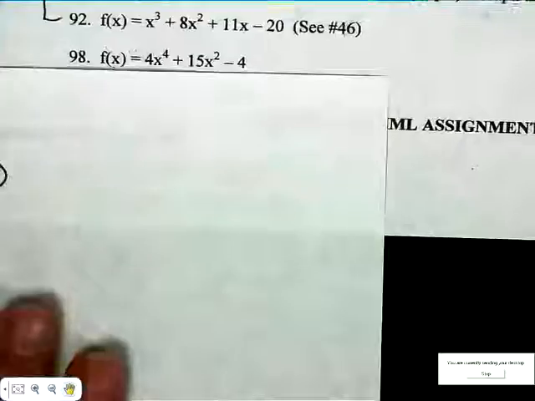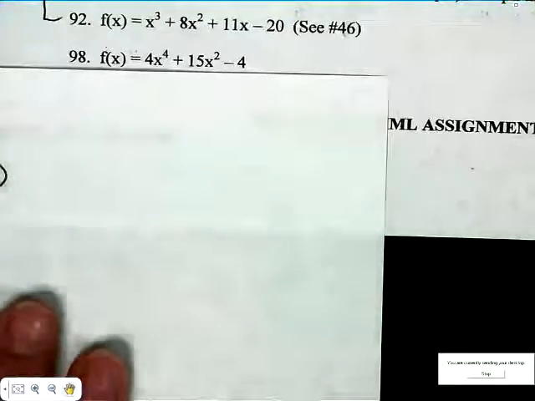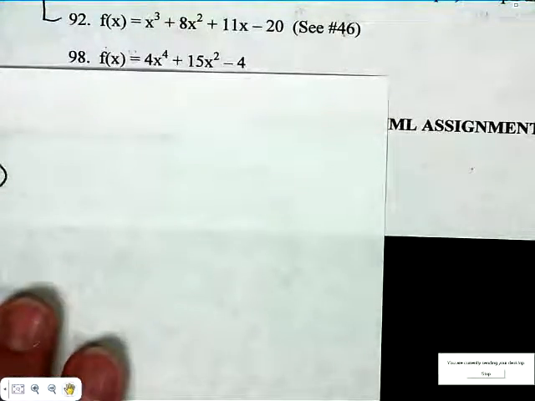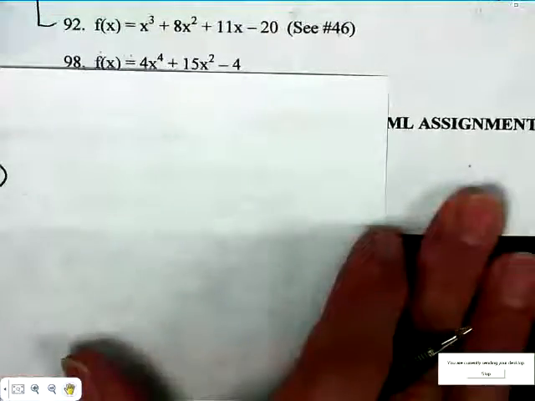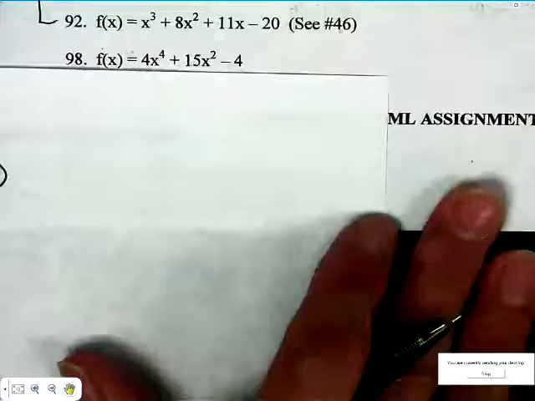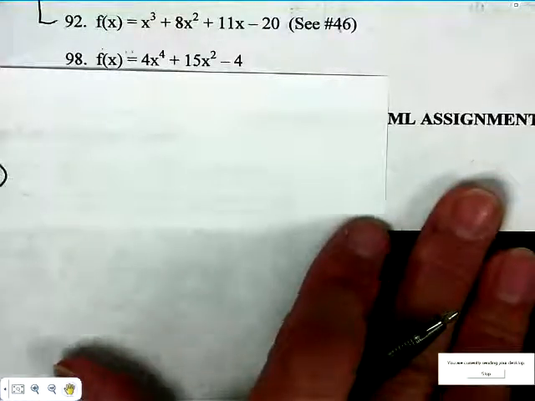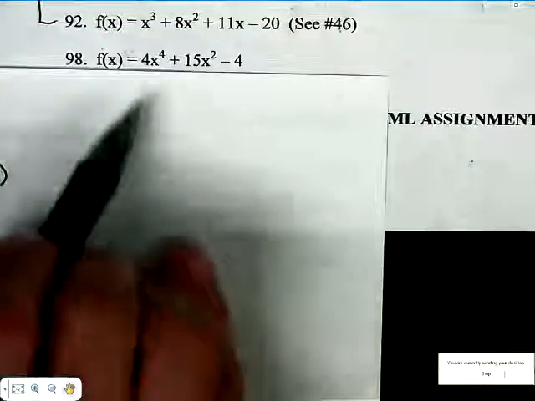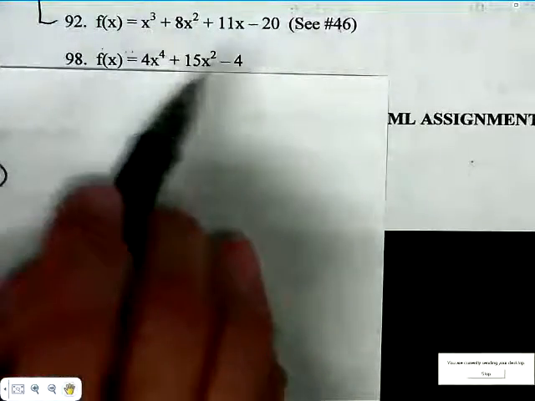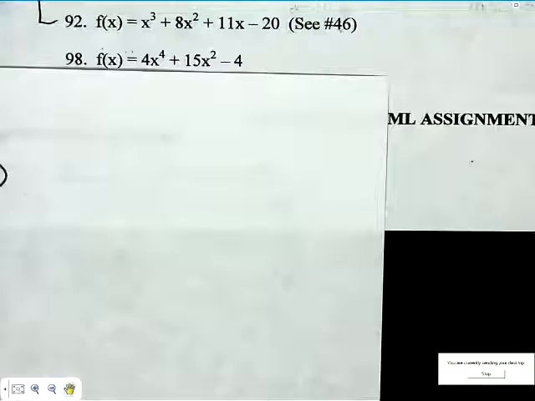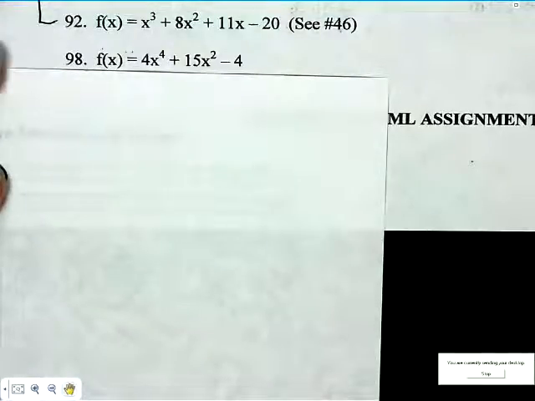Graph f of x equals 4x to the fourth plus 15x squared minus 4. If I have to do the whole rational zeros thing in synthetic division, I'm going to have to pay attention to the fact that I'm missing my third degree term and my first degree term. But before I jump into something I know is time consuming, I refuse to call it difficult. It's not difficult, it's just time consuming.